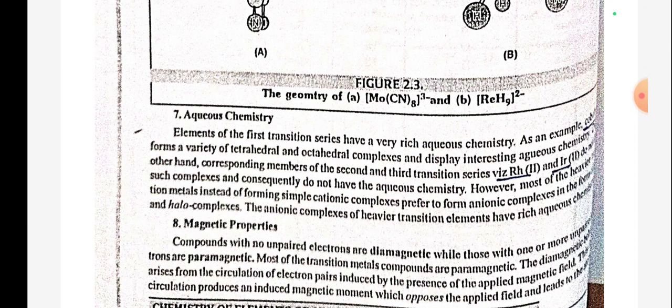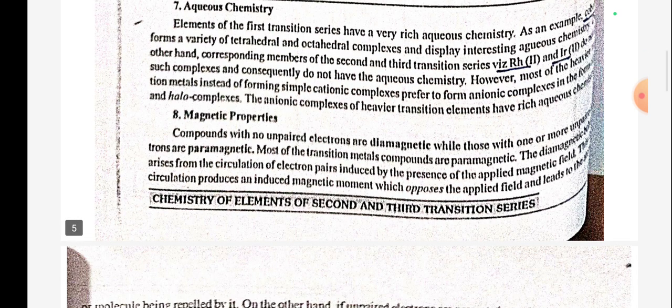Aqueous chemistry. Elements of the first transition series have a very rich aqueous chemistry. As a result, they form a variety of tetrahedral and octahedral complexes and display interesting aqueous chemistry. On the other hand, the corresponding members of the second and third transition series, rhodium and zirconium, do not form such complexes and consequently do not have aqueous chemistry. However, most of the heavier metals, instead of forming simple cationic complexes, prefer to form ionic complexes. In the halo form, the ionic complexes of heavier transition elements have very rich aqueous chemistry.